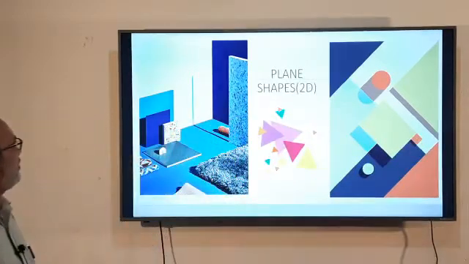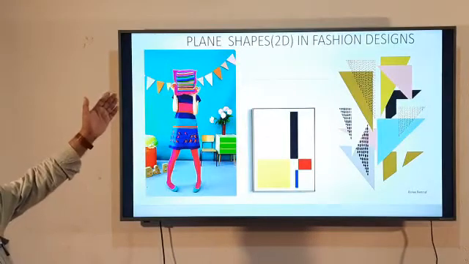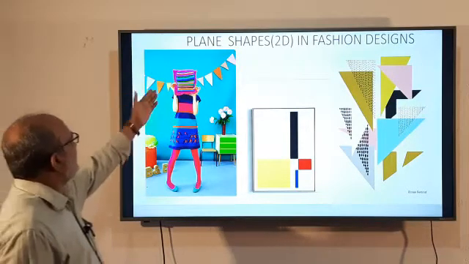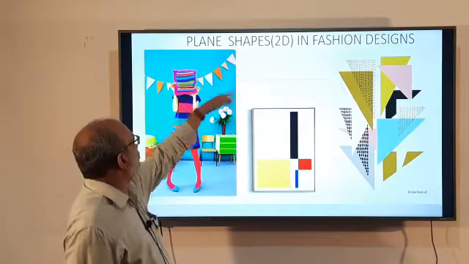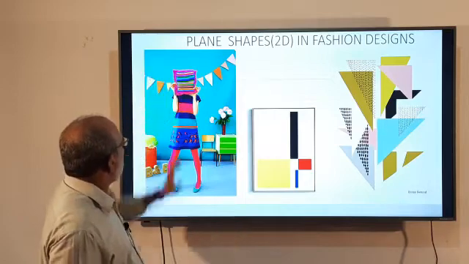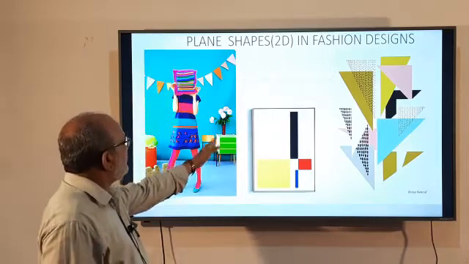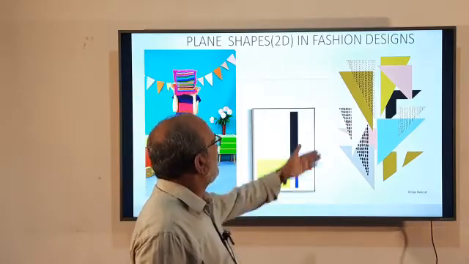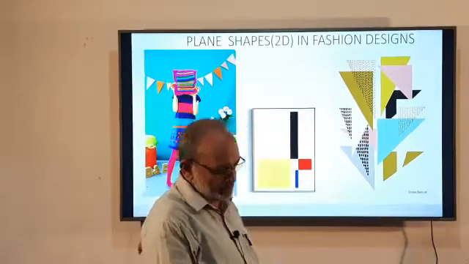Now let's see. Here we have some plane shapes in fashion designs. Here you can see some triangles. It is an isosceles triangle. Here our face is covered with a square. Some rectangle shapes you can see here. Here we have some square and rectangle shapes, and here we have some triangles.